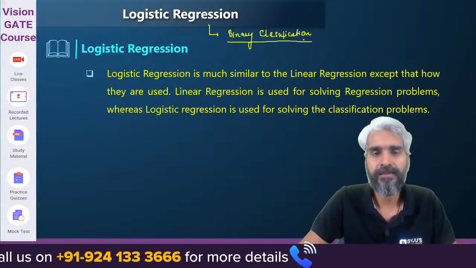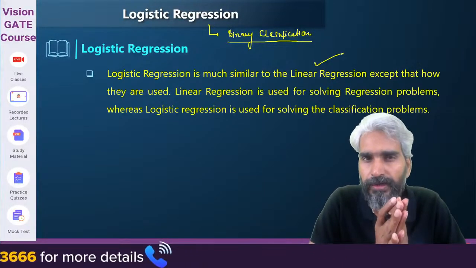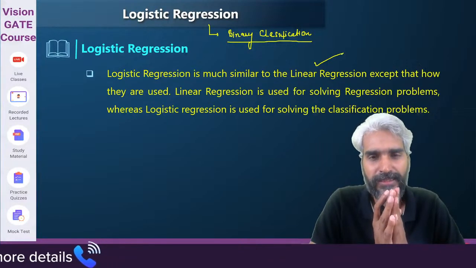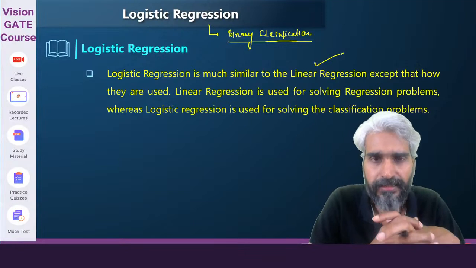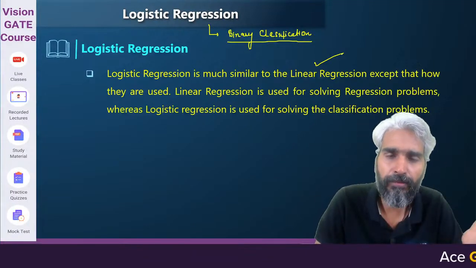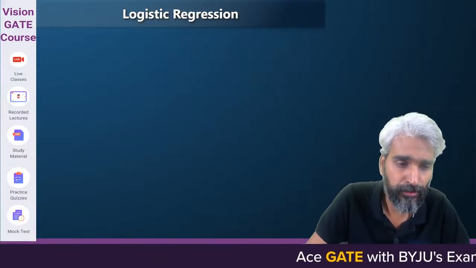Now let's start with the concept of linear regression. What do we do in linear regression? Let's try to understand: can we perform classification using linear regression? Yes, classification can be performed using linear regression, but there will be some limitations. Let's try to understand them.